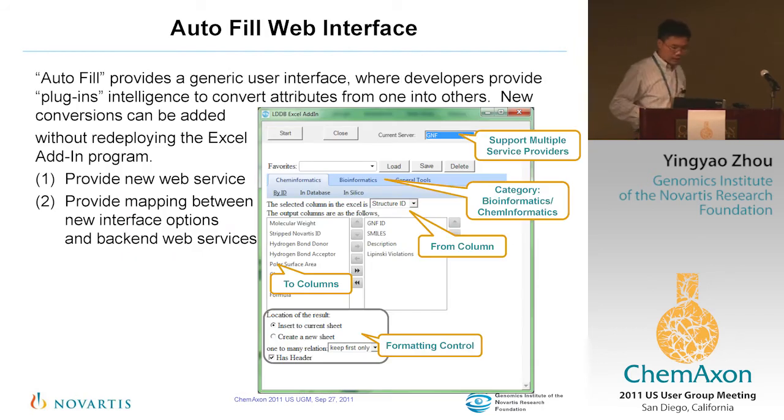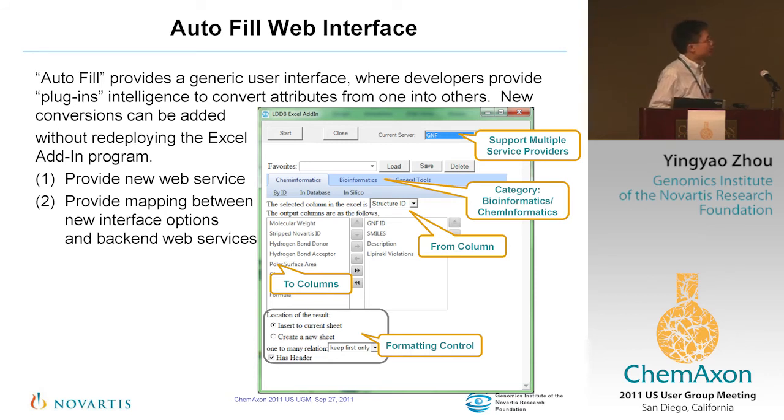And here I want to show a little bit more detail about this dialog form. The reason is we want this form to be so general that it can work with lots of different web services, right? So when people publish new web services, we don't need to modify the Excel add-in, okay? So the add-in form works like this.